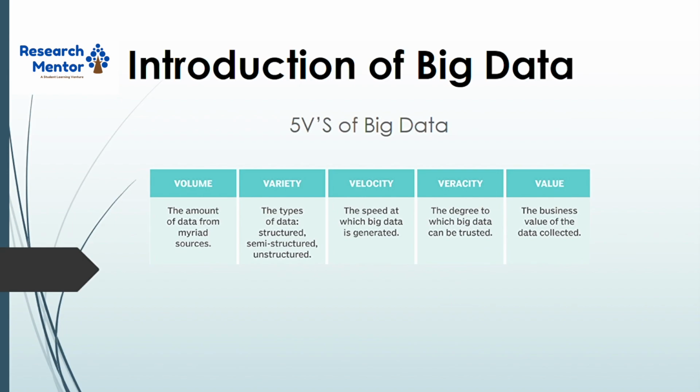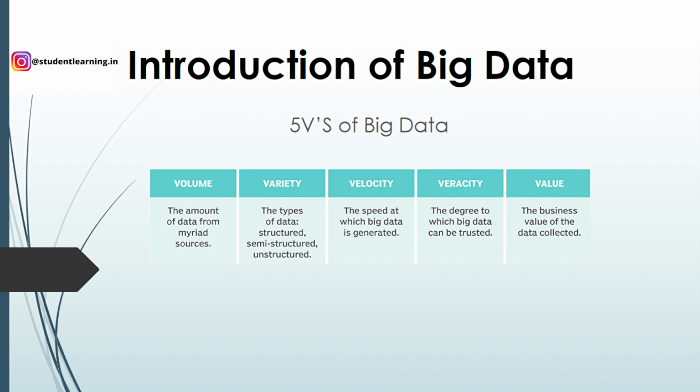There are 5 very popular V's of big data: volume, variety, velocity, veracity and value. Volume means the amount of data, that is, a huge amount of data. Second one is variety. Variety means the type of data. Sometimes your data is in structured form, sometimes unstructured and sometimes semi-structured form. This kind of data belongs to variety. Velocity is directly linked to the speed of data.